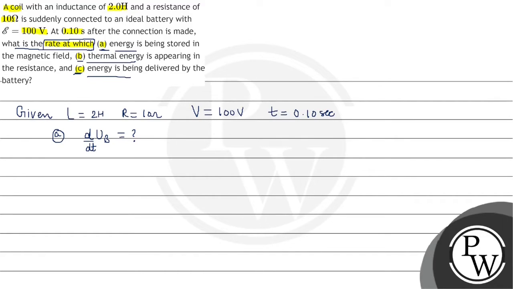Firstly, in the question we are given an inductance and a resistance which are connected to an ideal battery. So this is our inductor, this is the resistor, and they are connected to a battery of 100 volt. So this is the battery. Now a current I flows in this circuit.